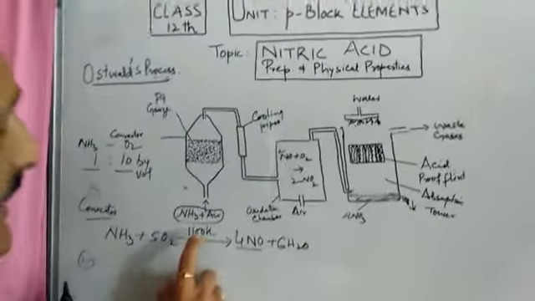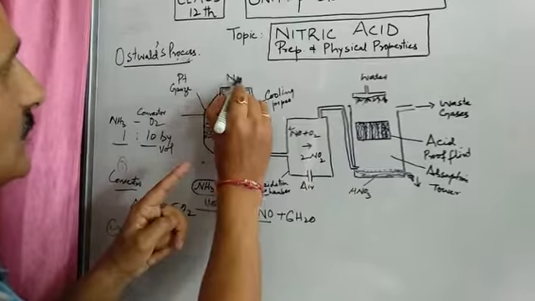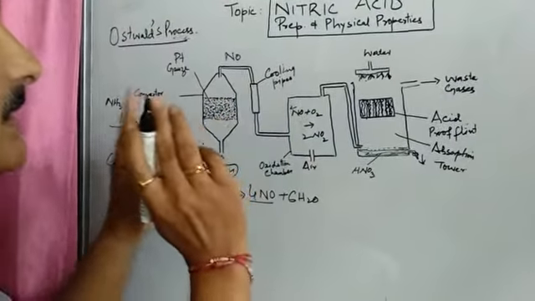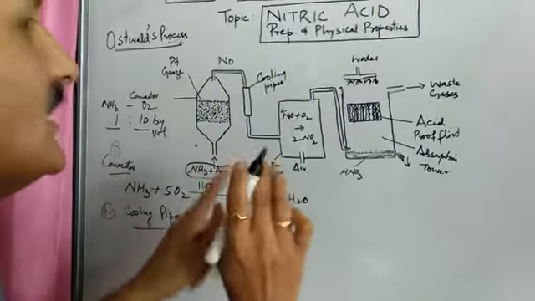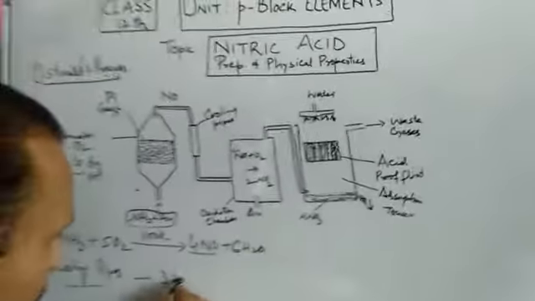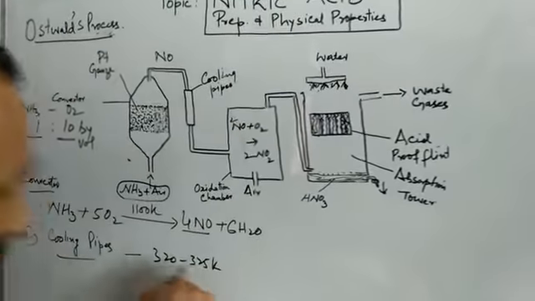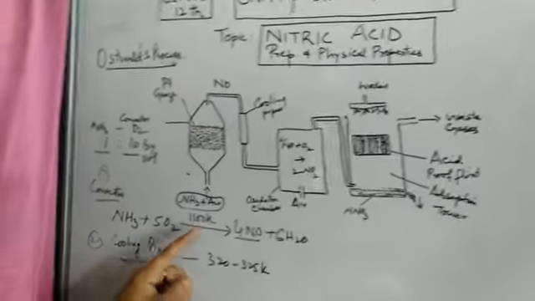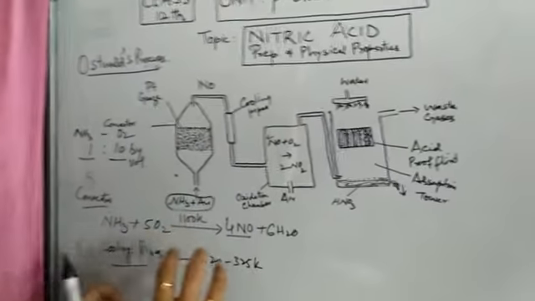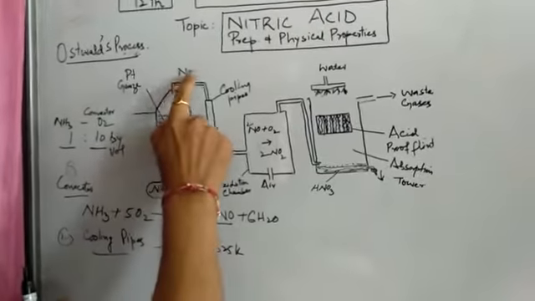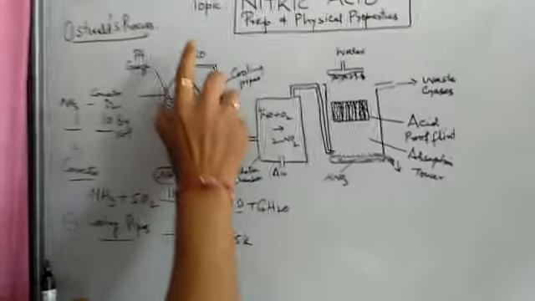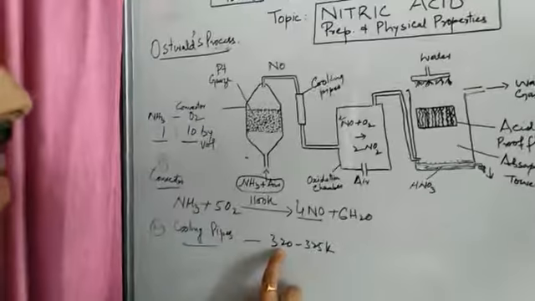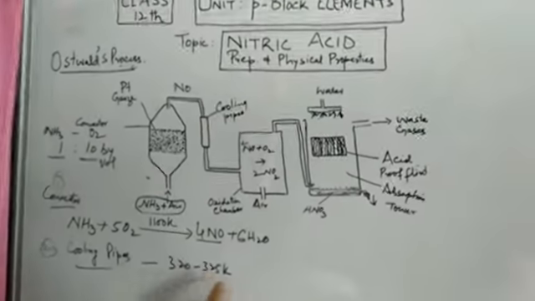What do we do in cooling pipes? When this NO passes, NO means nitric oxide, through these cooling pipes, it gets cooled to a very low temperature of 320 to 325 kelvins. Now please note, we had carried out that reaction at a very high temperature of 1100 K. There was a high heat content here. So in order to cool down the NO, we pass that NO through these cooling pipes, where NO gets cooled to a temperature of 320 to 325 kelvins.